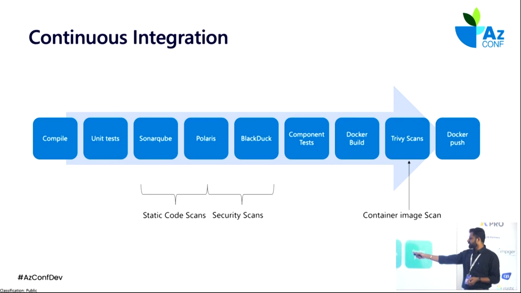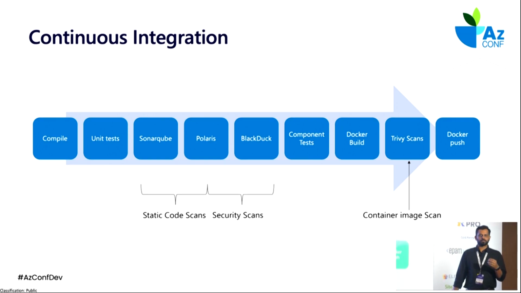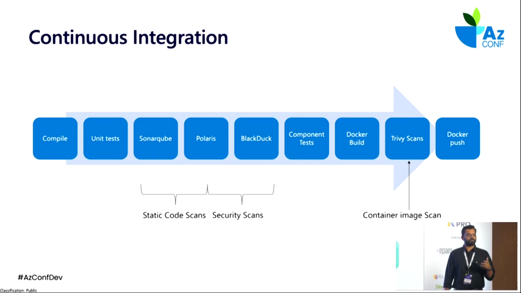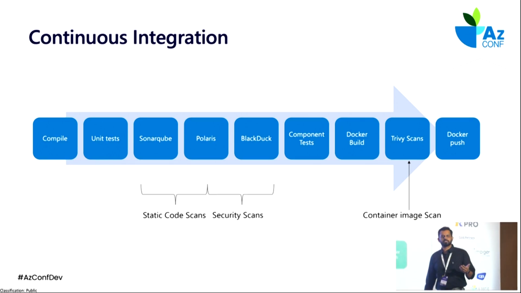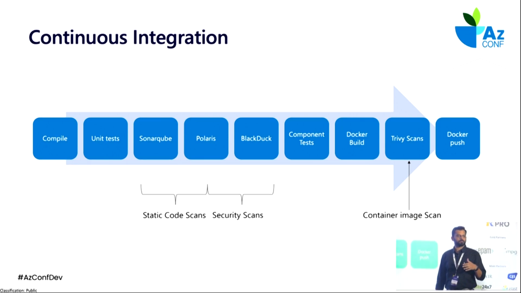So if you look at it, these two, SonarQube and Polaris, are static code scans. Sonar is more for your code smells and other things, right? What is your code complexity? What's your cyclomatic complexity in your code? Have you written a very complex code? Have you written a maintainable code? Have you written a readable code? Are there code comments in it, etc., right? All these will be captured by your Sonar.